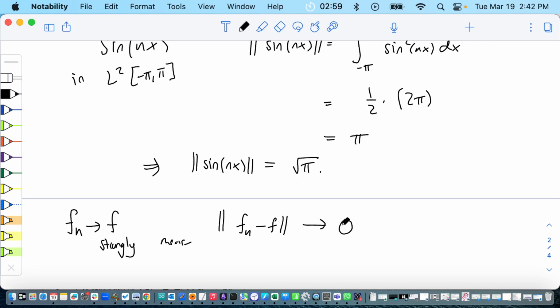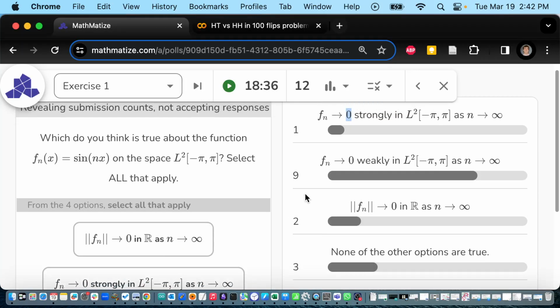And so if you were going to subtract something, could you subtract something and make it go to 0? Well, certainly subtracting 0 is not going to work, because the norm is always square root of pi. So that one's definitely wrong. So people got those right. 9 out of 12 people said it's going to 0 weakly, and 3 out of 12 people said none. So it's either one of these two. You guys voted 9-3, and you are correct.